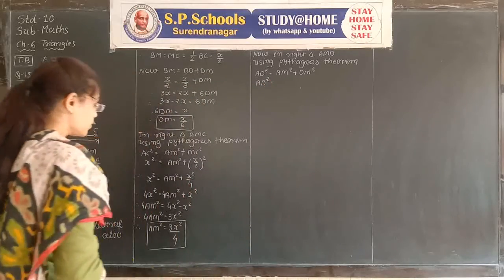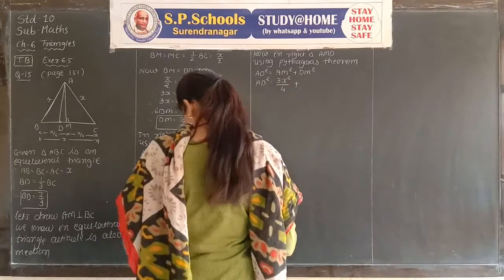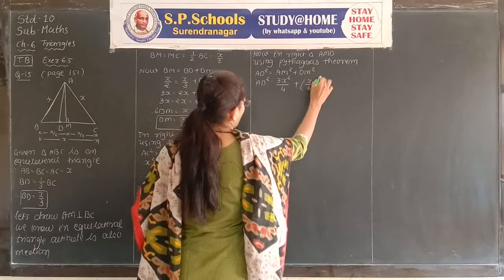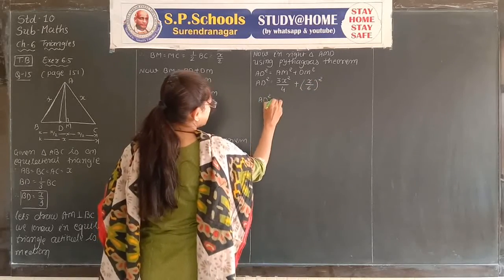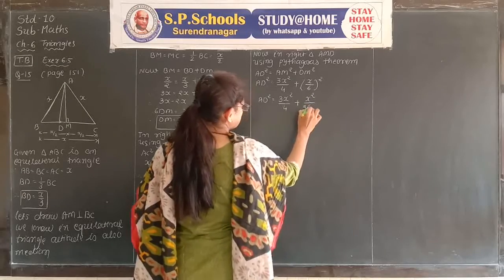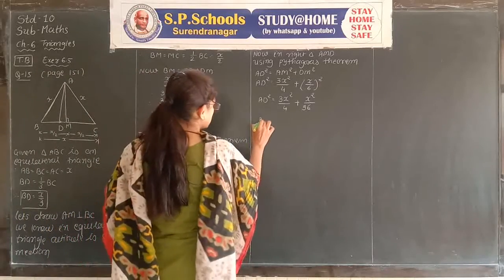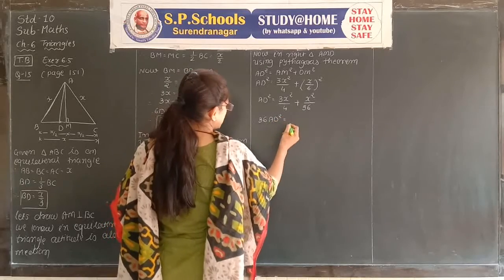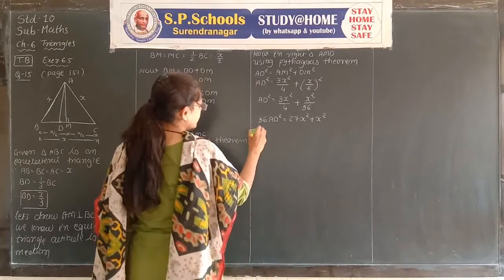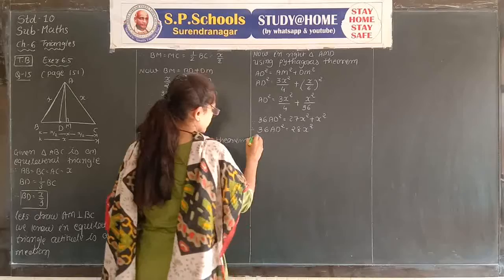Now replace AM square with 3x square upon 4, plus DM. DM is equal to x upon 6, but it is a whole square. That's why square of AD is equal to 3x square upon 4 plus x square upon 36. Now we have to take the LCM. Our LCM is 36. 36 AD square is equal to 27x square plus x square. Therefore, 36 into AD square is equal to 28x square.